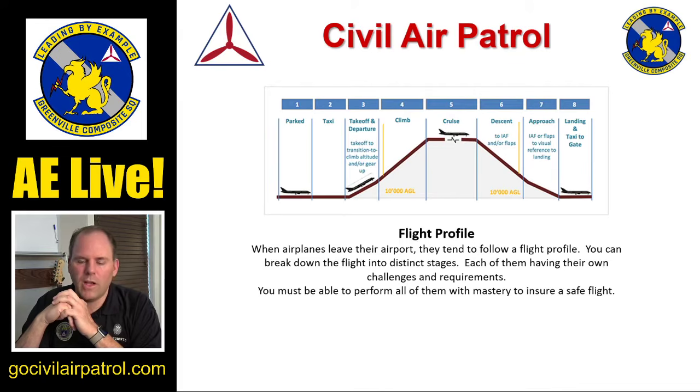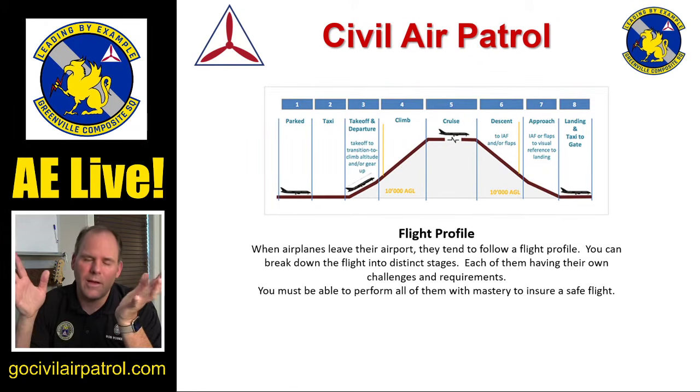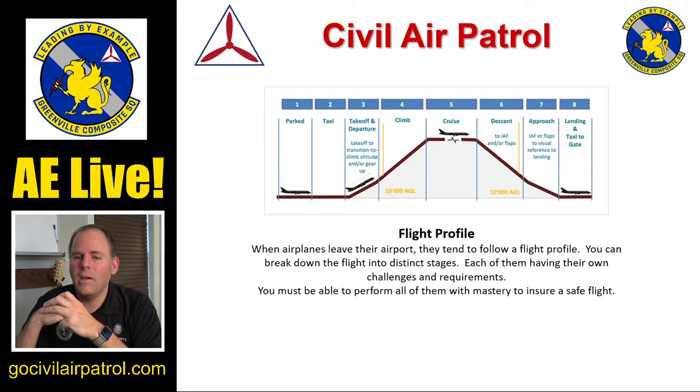So we are going to look at the flight profile. Everything from when the airplane is what we call cold and dark, which means it's sitting there on the taxiway or on the ramp or inside the hangar, nothing's turned on, everything's turned off, all the way till taxiing and tying it back down. So let's go ahead and take a look at these.